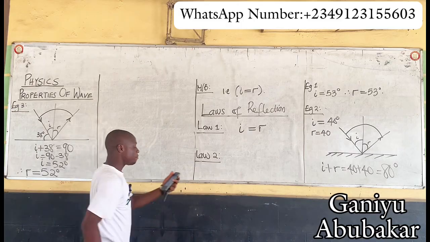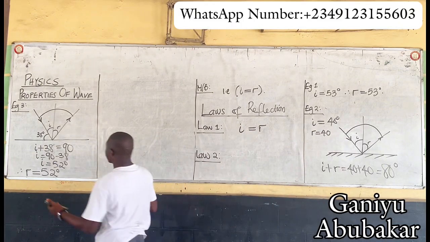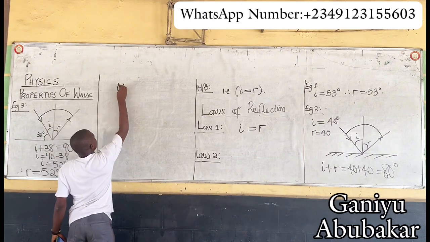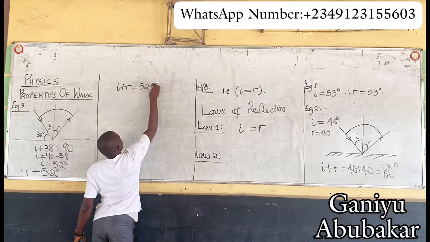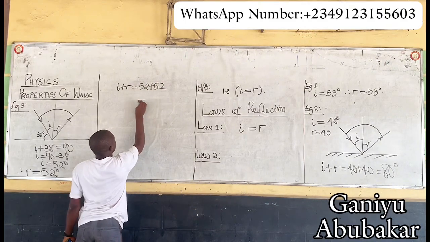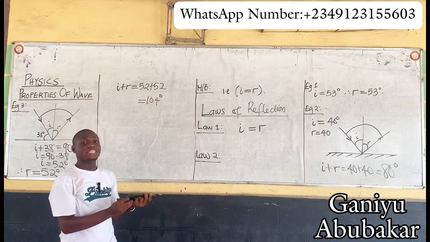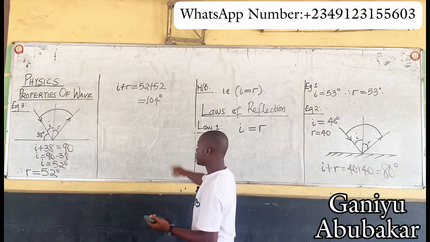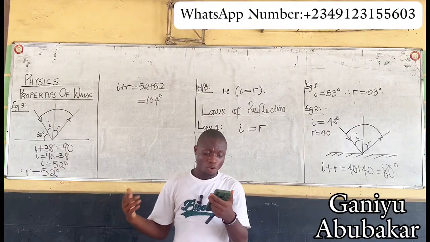So question B says, find the angle between the incident ray and the reflected ray. It's as easy as adding your two angles. So that becomes I plus R. Of course, I is 52, R is 52. This will give about 104 degrees. So the angle between the incident ray and the reflected ray is 104 degrees, as you can see. This is how you solve this particular question here.